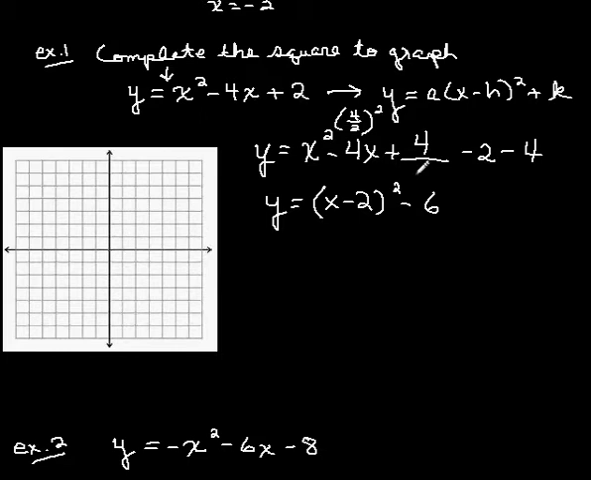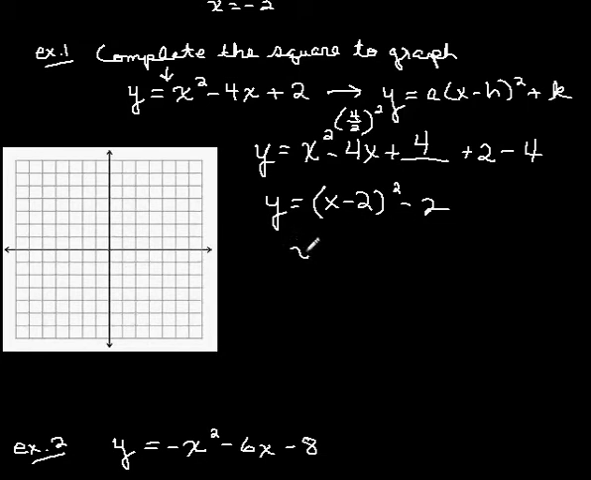Hold on one second, make sure I didn't make a mistake here. Yes, I did. I'll start over. This should have been a plus 2, and so this should have been a minus 2. Sorry about that. I don't know why I changed that to a negative 2. So now we can graph it.